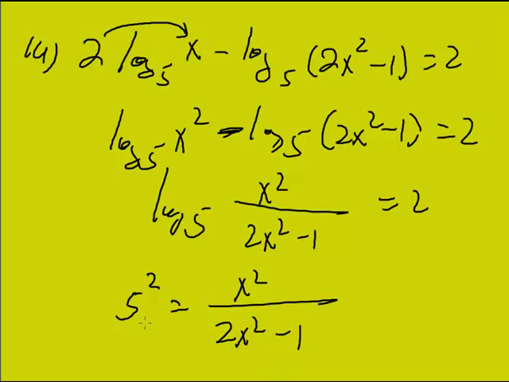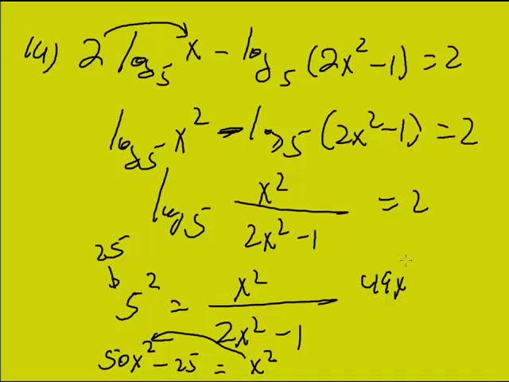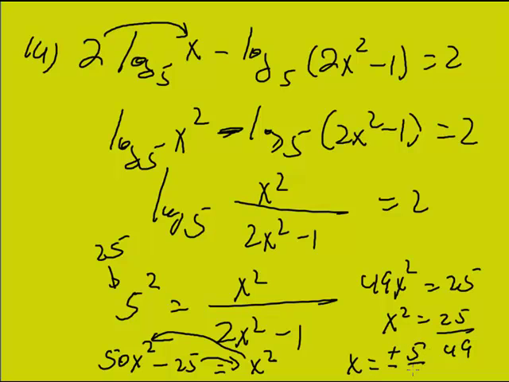What's 5 squared? 25. I'll have to cross multiply this. That's going to give me 50x squared minus 25 is equal to x squared. Take the x squared to the left, that's going to give me 49x squared. Take the 25 to the right, that's going to give me positive 25. Divide by 49. x squared is equal to 25 over 49. Take the square root of that. I'm going to get x is equal to plus or minus 5 over 7.